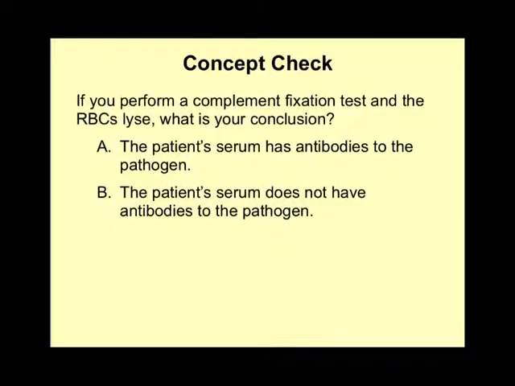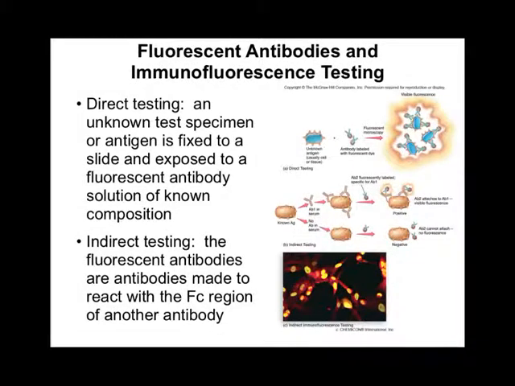So the cells lyse, thus B is the correct answer to this question. Another tool for visualization of antibodies and antigens is using fluorescent antibodies and immunofluorescent testing. The fundamental tool in immunofluorescence testing is a fluorescent antibody, which is made from monoclonal antibody labeled with a fluorescent dye. Fabs, or fluorescent antibodies, can be used in a couple of different ways. First of all, with direct testing, and second, with indirect testing.